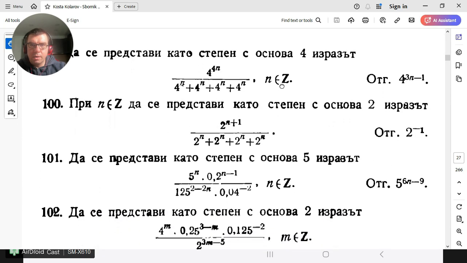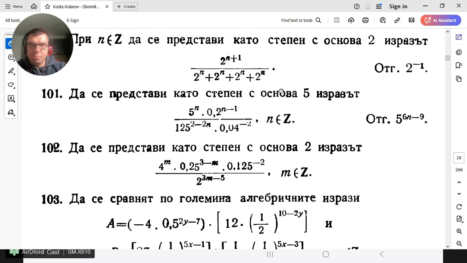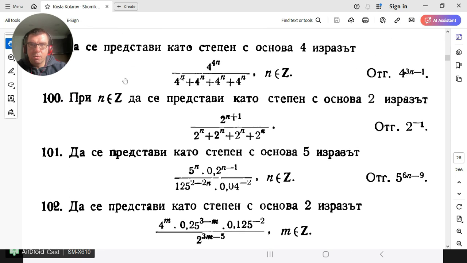Okay, now let's solve some of these problems here. Let's go for 99. Show this expression as a power number with base 4. So you can see the answer is 4 to the power of 3n minus 1. So we need this to be 4 to some power number. Again, n belongs to the integers.